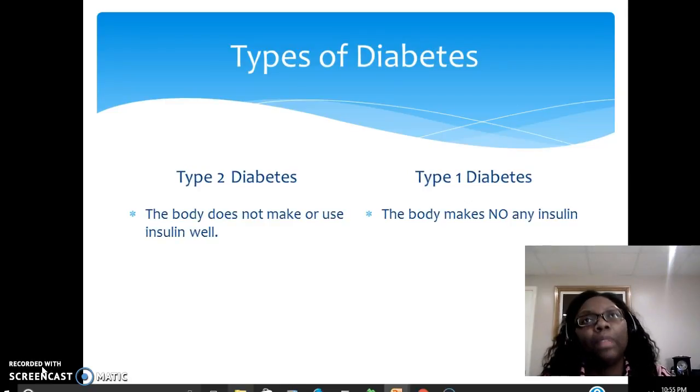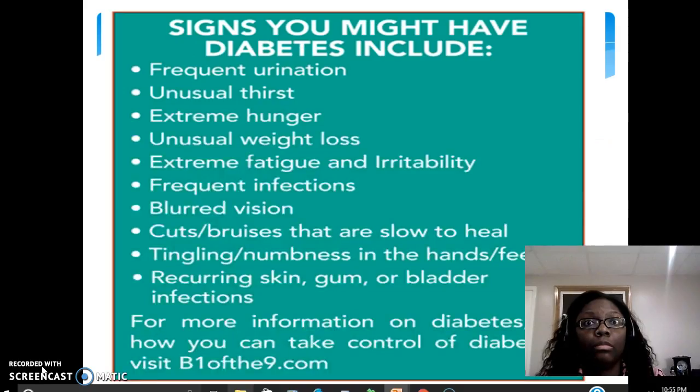What exactly does this mean if the body is making no insulin at all? Your body is not producing it. It doesn't have something that it needs on a daily basis. Exactly, and that something on a daily basis is energy. So when your body makes no insulin, sugar cannot be deposited into those major tissues.